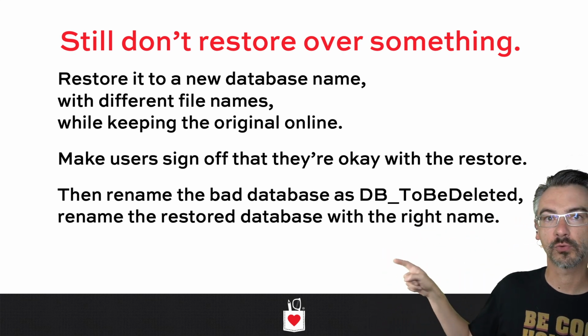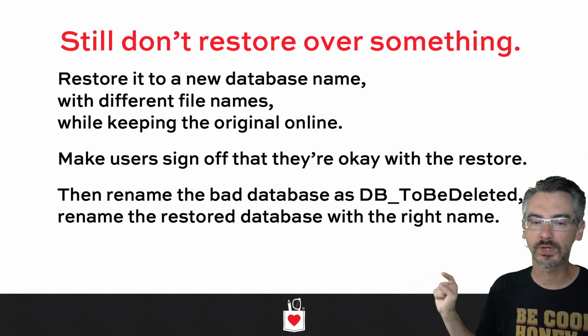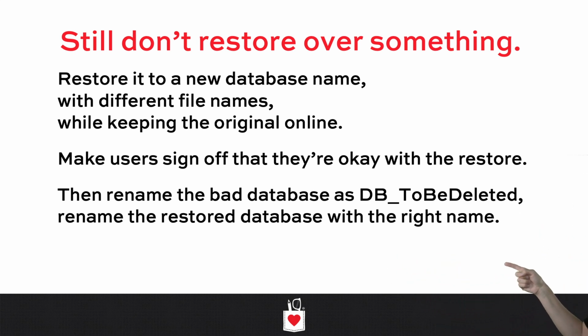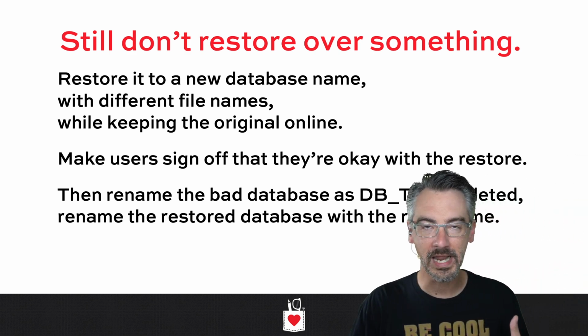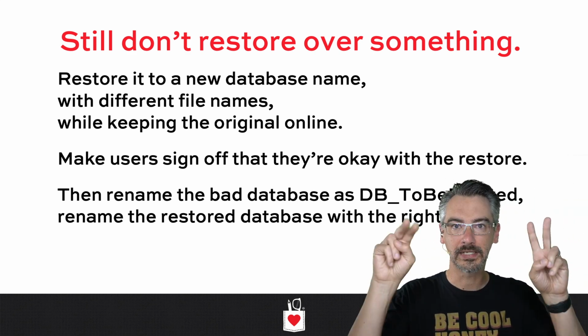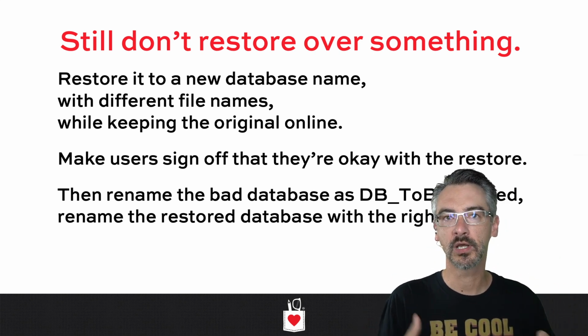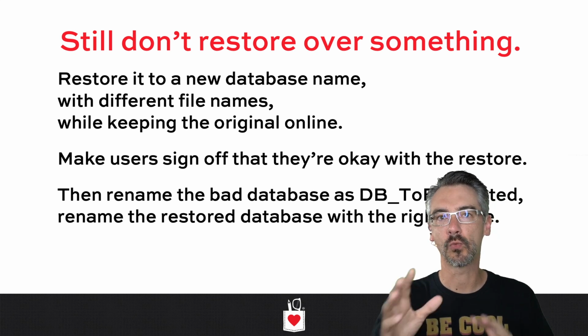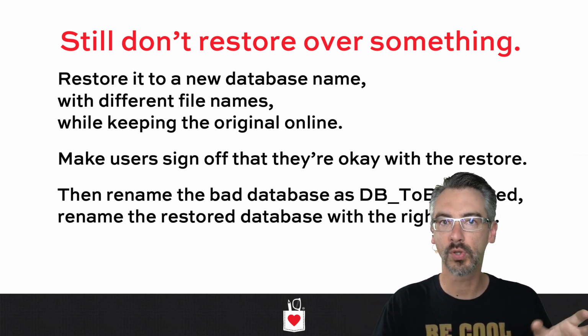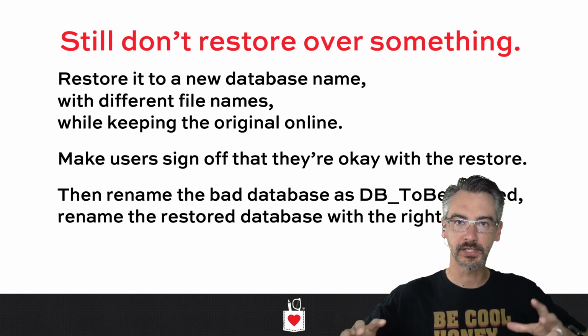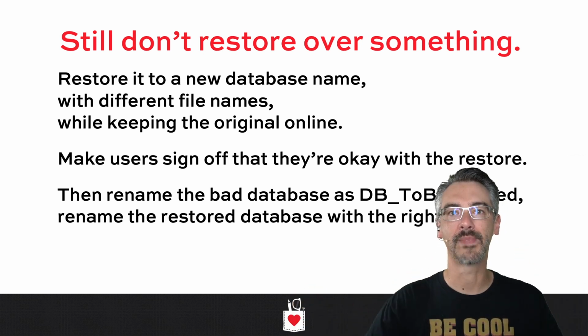that ordinarily you would have had me restore over. I'm going to rename that as like DB underscore to be deleted. And then I'm going to rename the one that I restored to the right name. This way, they still have both copies online for a brief period of time so that they can work out which pieces they need to pull, like some kind of Frankenstein's monster that they're going to reassemble back into one piece.